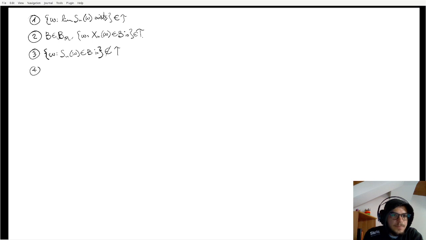And finally, what have we seen now? We saw the set of outcomes such that the average is finite. And this thing is a tail event.